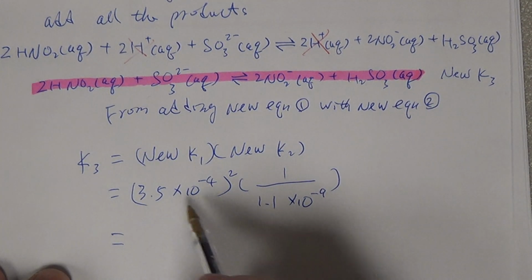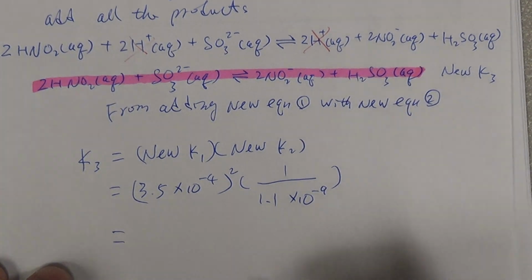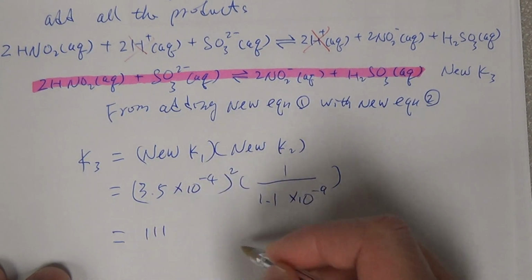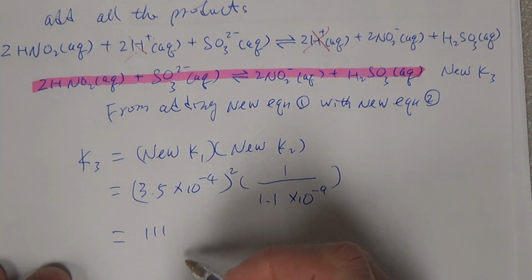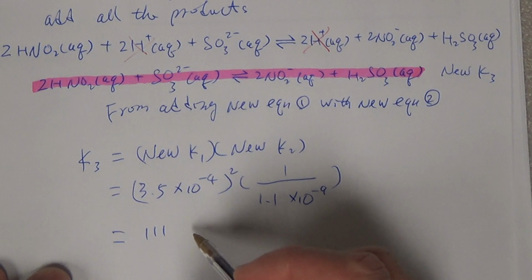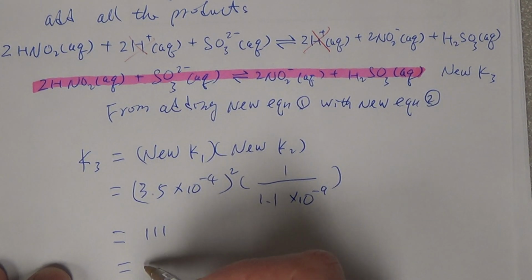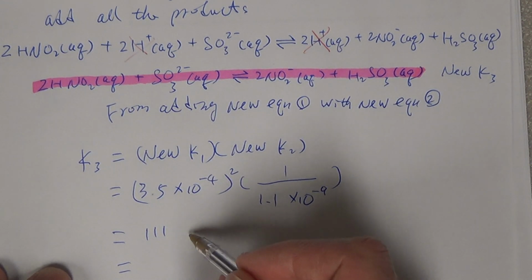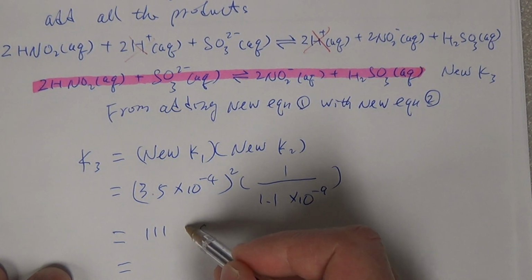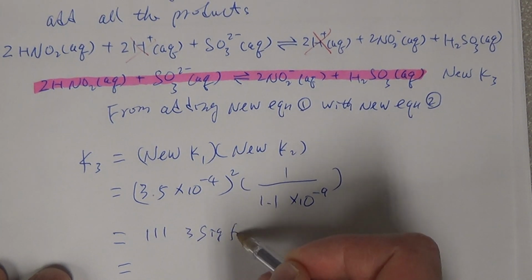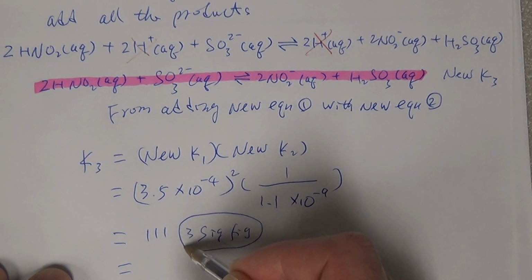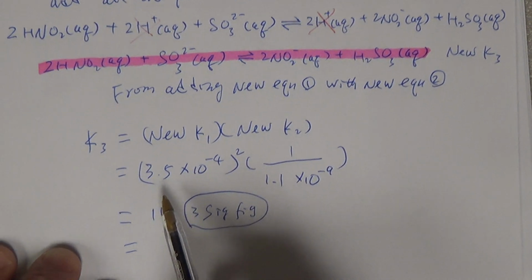Just take this number squared and divide by this number, and you get 1. Okay. So to keep the right number of sig figs, instead of writing 111, because this has, let's say, 3 sig figs. But this number has only 2 sig figs.